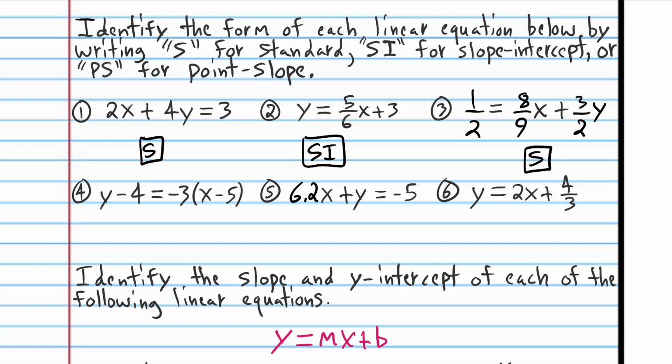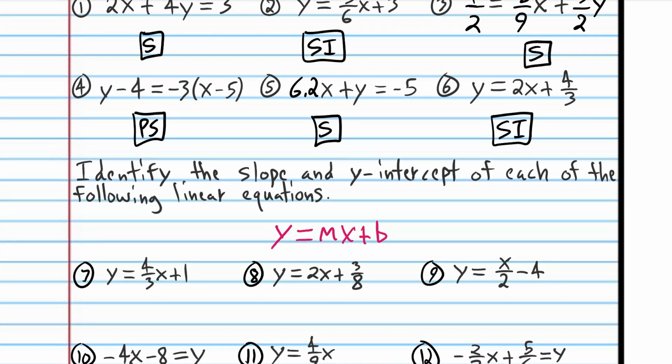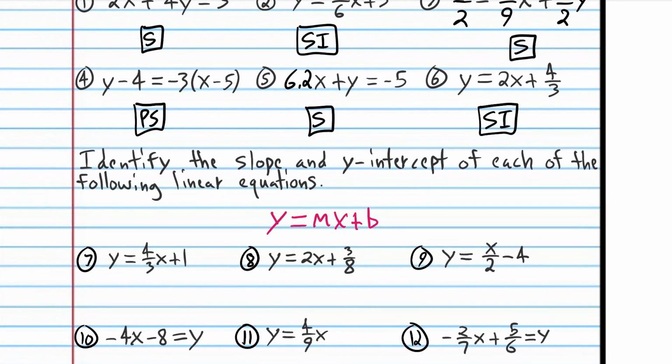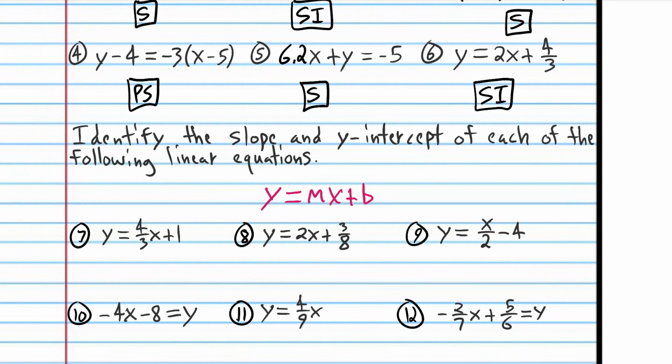All right, we're back. This equation has parentheses, so it must be point-slope form. That's the easiest way to identify. And this equation has x and y on the same side, so it's standard. And this equation has y isolated. So that's slope-intercept form. Again, these are just the easiest ways to identify the different forms. And there are other forms besides these 3, but we don't use those other forms really in the math curriculum.